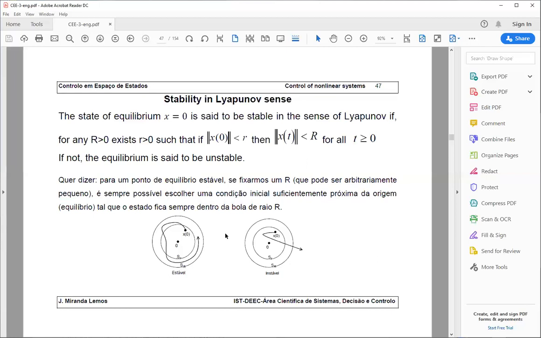So, in general terms, we say that the state of equilibrium is stable in the sense of Lyapunov, and here we are considering the equilibrium to be the origin of state space, if for any capital R strictly bigger than 0, there exists a smaller r strictly bigger than 0, such that if the norm of the initial conditions is smaller than r, then the norm of the state x(t) will be smaller than capital R for all t. And this must happen for all possible capital R.